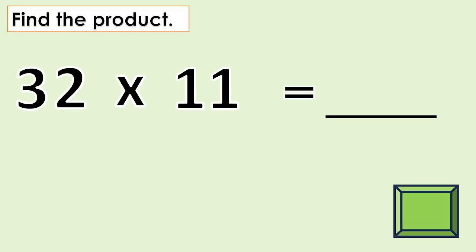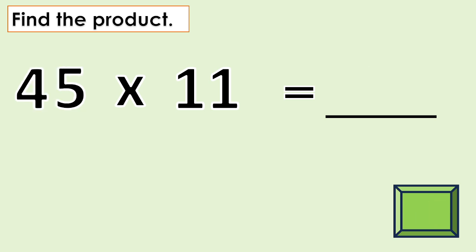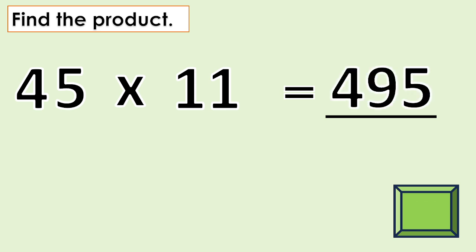Quiz time. Let's answer this. You only have 5 seconds to answer. Find the product. 32 times 11. Start now. Time's up. So the answer is 352. Another, 45 times 11. Time's up. The answer is 495.